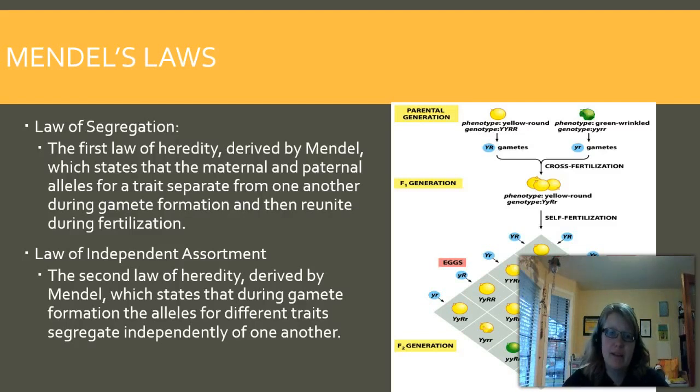Now, beyond that is the second law, which is independent assortment. We know we have 46 chromosomes or 23 pairs.